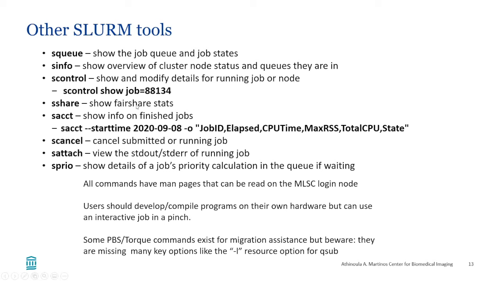sshare we'll get into in more detail when we talk about fair share. sacct is how you see info on your finished jobs you've run in the past. So this, for instance, shows all the jobs run since that date. It gives me these stats on them. scancel to cancel a running job you no longer need. sattach to see the standard out and standard error of a running job. sprio to show priority calculations. All commands have man pages, like man squeue.